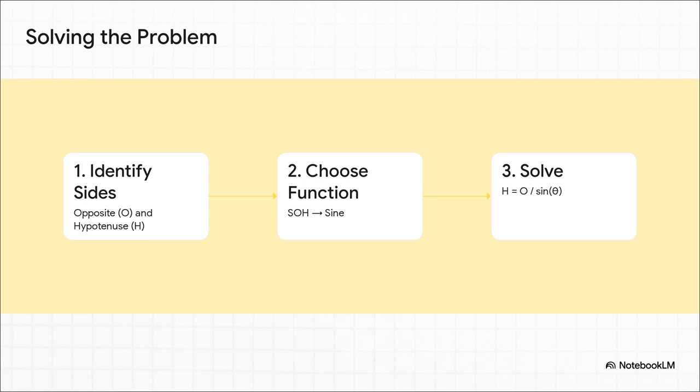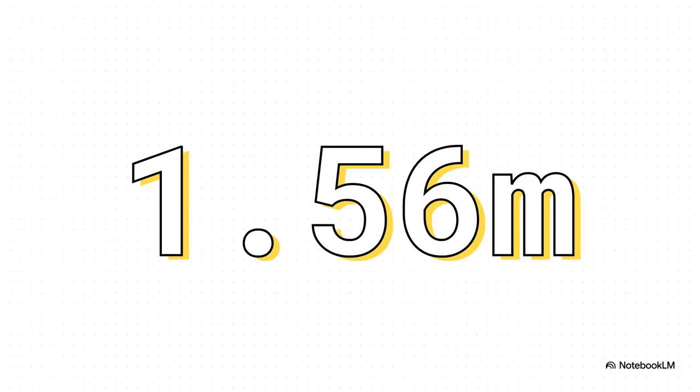The 1 meter height is opposite the 40-degree angle, and the ramp itself, the thing we want to find, is the hypotenuse. Opposite and hypotenuse? That's SOH, from SOHCAHTOA, so we know we need to use the sine function. Then we just rearrange the formula a little bit to solve for h, our hypotenuse. You pop that into your calculator and boom, there's your answer, 1.56 meters.